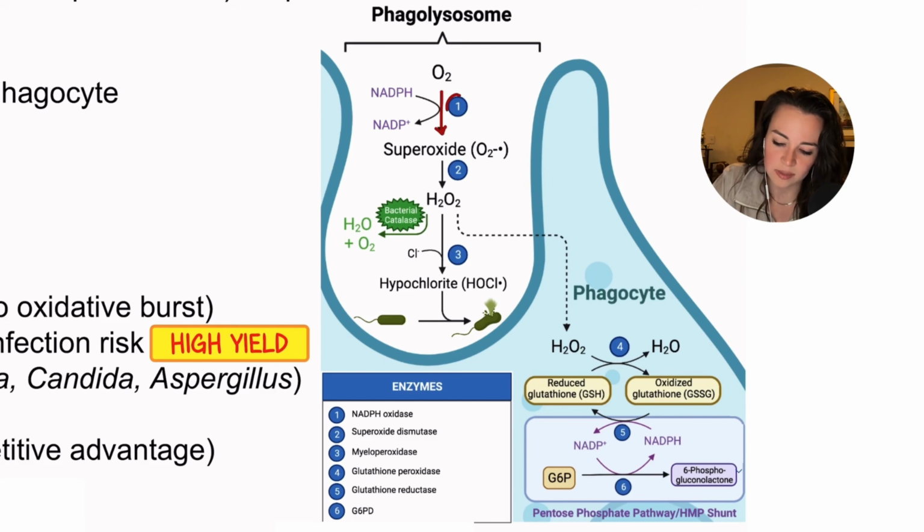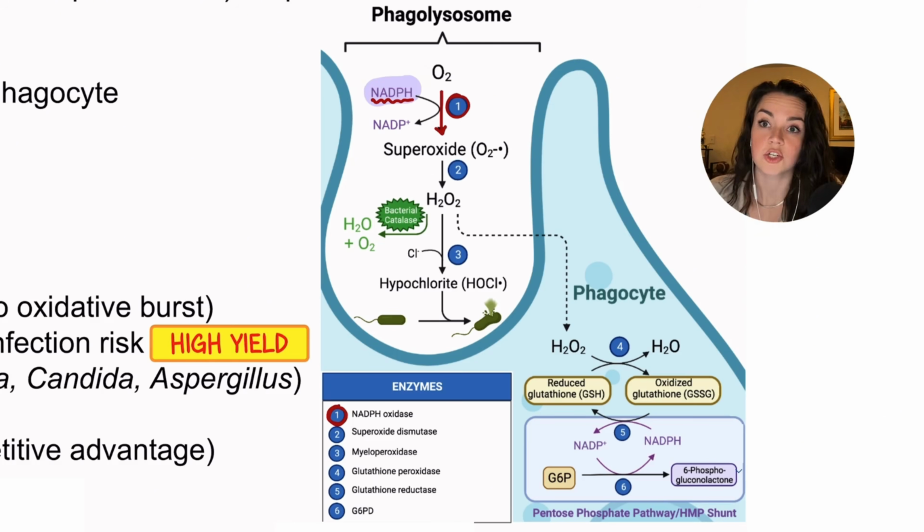We're going to use enzyme 1 right here, which is called NADPH oxidase, and we are going to use the NADPH that we made in the pentose phosphate pathway to turn that oxygen into a free radical called superoxide, which is oxygen with an unpaired electron. Then we're going to take enzyme 2 called superoxide dismutase. We're going to take that superoxide and turn it into peroxide.